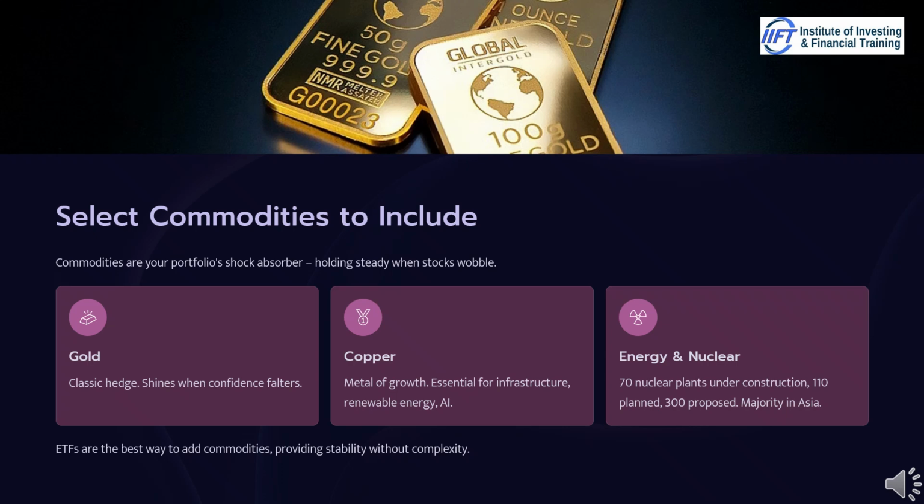Nuclear power is becoming central to AI's power demands, with 70 nuclear plants under construction globally, another 110 planned, and 300 more at proposal stage. The vast majority of these are in Asia, suggesting that this is where future growth will be. Using ETFs is the best way to add commodities to your portfolio, and in doing so, you are adding stability.